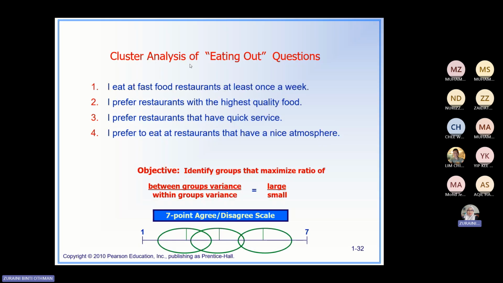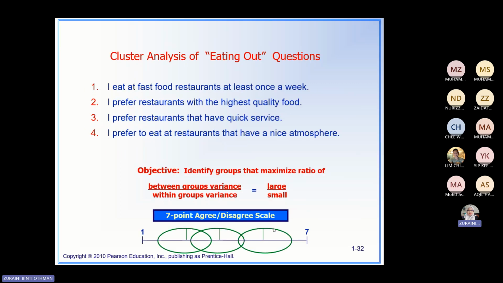Okay, this is a cluster analysis of eating out questions. I eat at fast food restaurants at least once a week. Okay. Ini kita nak tahu kan, untuk yang makan kat luar. I prefer restaurants with highest quality food. The third one, I prefer restaurants that have quick service. And the fourth one, I prefer to eat at restaurants that have a nice atmosphere. So now the objective is to identify groups that maximize the ratio of between-group variance divided by within-group variance, large divided by small. Okay, so we have a 7-point agree and disagree scale here.